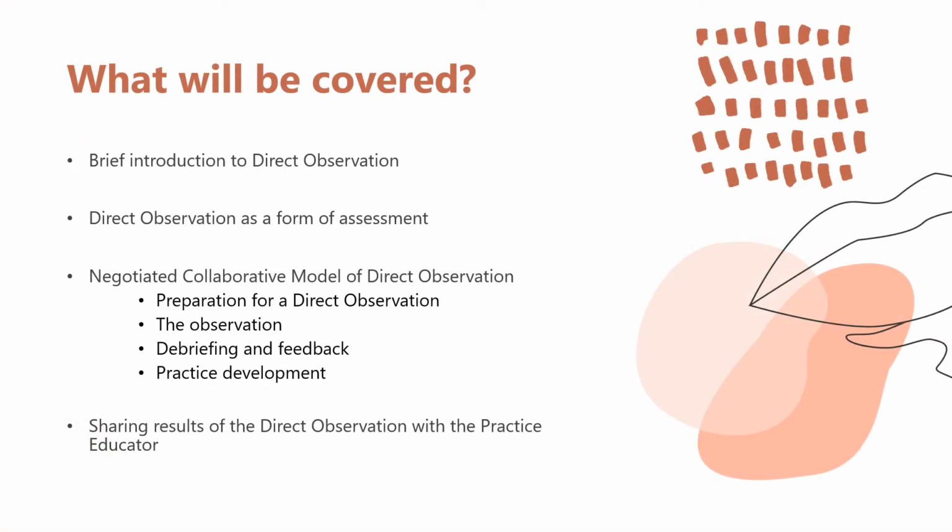So what will be covered in today's session? Well, first of all, we're going to begin with a brief introduction to direct observations. We're then going to look at direct observation as a form of assessment. And then we're going to look in particular at a model called the Negotiated Collaborative Model of Direct Observation with its 4 separate stages. And then finally, we'll finish off with sharing results of the direct observation with the practice educator. So let's jump straight in to look at a brief introduction to direct observations.